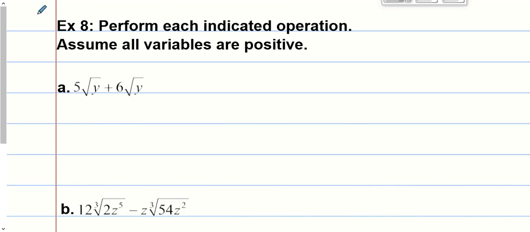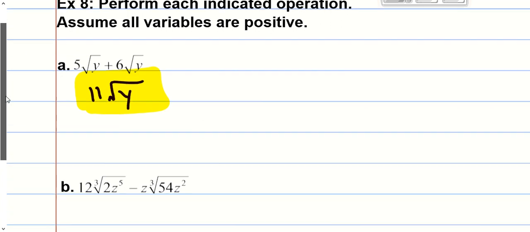All right, example 8, our last example. Perform all indicated operations, that should have an S on it, assume all variables are positive. So if I have 5 square roots of y plus 6 square roots of y, that's just 5 apples plus 6 apples. That's going to give me 11 apples, or 11 square roots of y. That one's done. Easy peasy lemon squeezy.